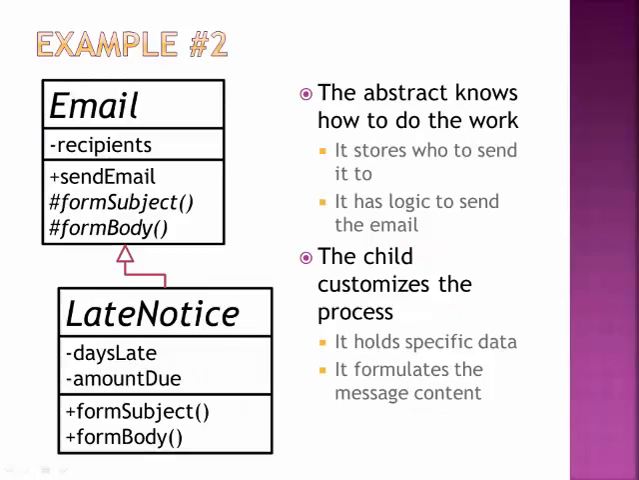Another way you could look at this is sending an email. Now, most emails are sent the same way, and I can send an email from a common service. You give me the recipients, you give me the ability to send it. I know how to do that. I know how to send an email. It's the same way no matter what the contents are, but I don't know the contents, so I'm going to ask the subclass to form the subject and the body.